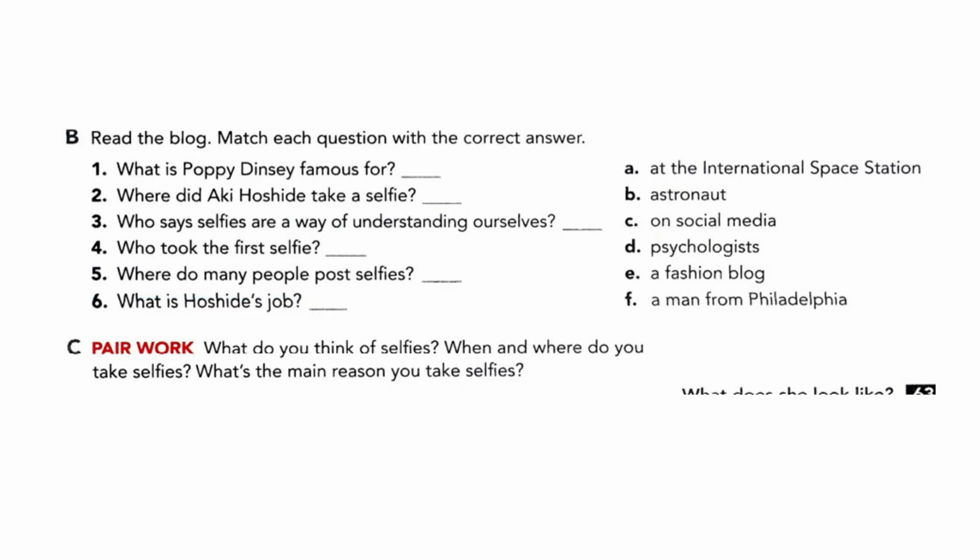Number four, who took the first selfie? A man from Philadelphia. Yes, a man from Philadelphia. Number five, where do many people post selfies? On social media. And the last one, what is Hoshida's job? An astronaut.